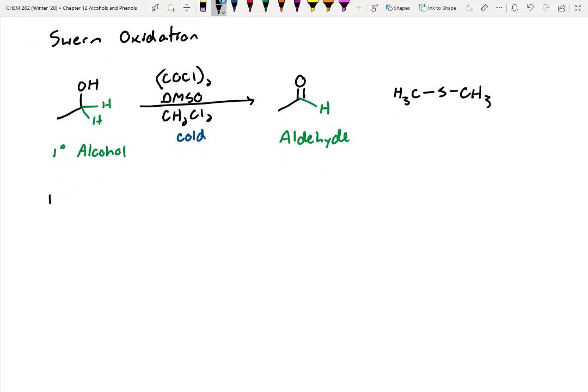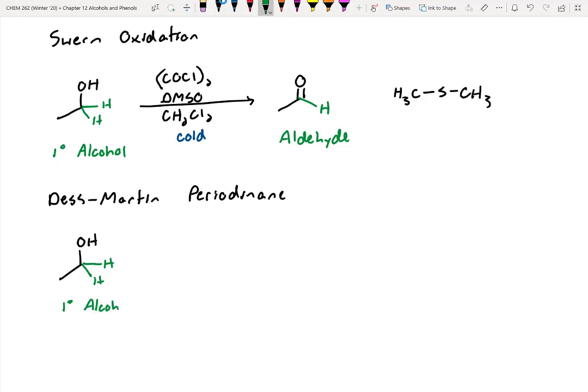There's also another one called the Dess-Martin Periodinane reaction. And in this reaction, same idea, where you could have a primary alcohol and we're going to use the Dess-Martin Periodinane reagent. I'm not even going to bother drawing that out, but I'll show you on the next page what that looks like. And same idea here. This will stop at the aldehyde.